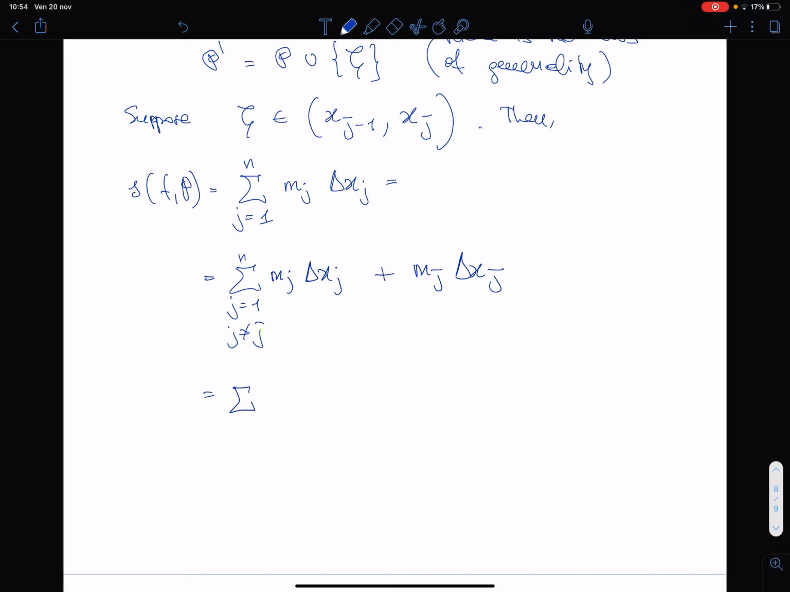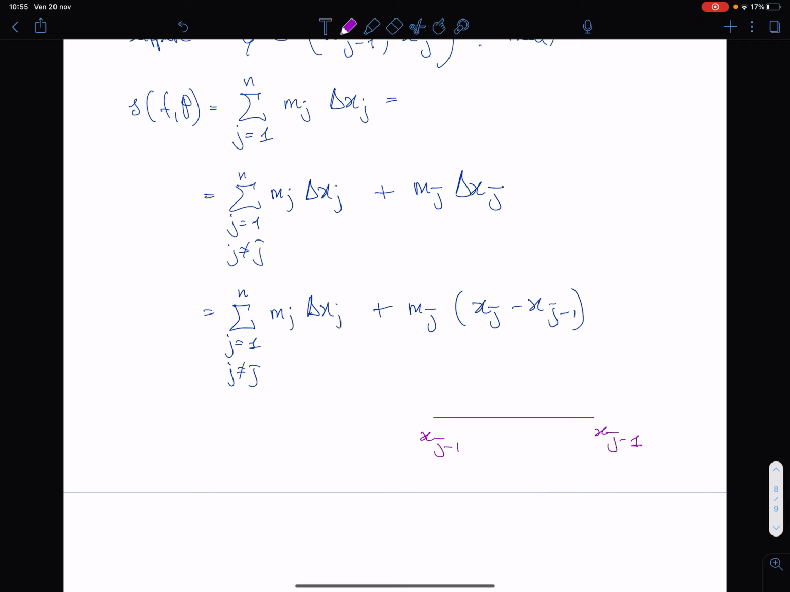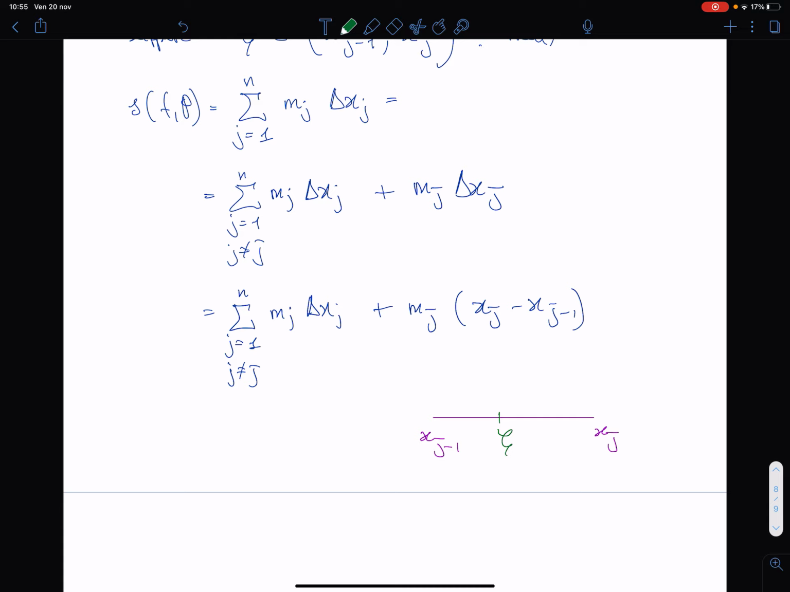And so this is equal to the sum of j from 1 to n, j different from j bar, of m_j delta x_j, plus, let me be very pedagogic here, but I want to be clear, m_{j bar} times (x_{j bar} minus x_{j bar minus 1}). Now, notice here that you have here x_{j bar minus 1}, here x_{j bar}, sorry, it is the contrary. And the point Z falls here inside. This is Z.